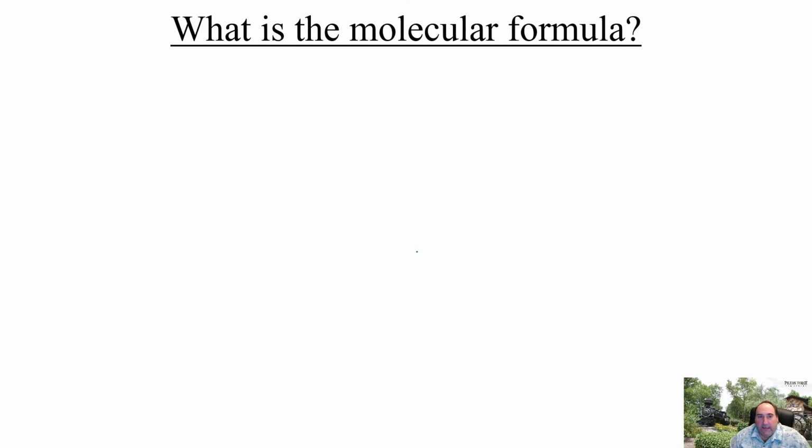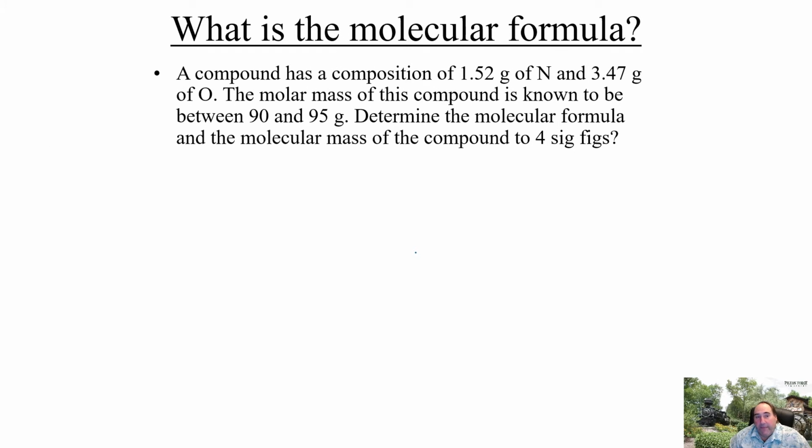All right, so let's take a look at another one here. A compound has a composition of 1.52 grams of nitrogen and 3.47 grams of oxygen. The molar mass of the compound is somewhere between 90 and 95 grams. Determine the molecular formula and the molecular mass of the compound to 4 significant figures. So why don't you give that a try here?